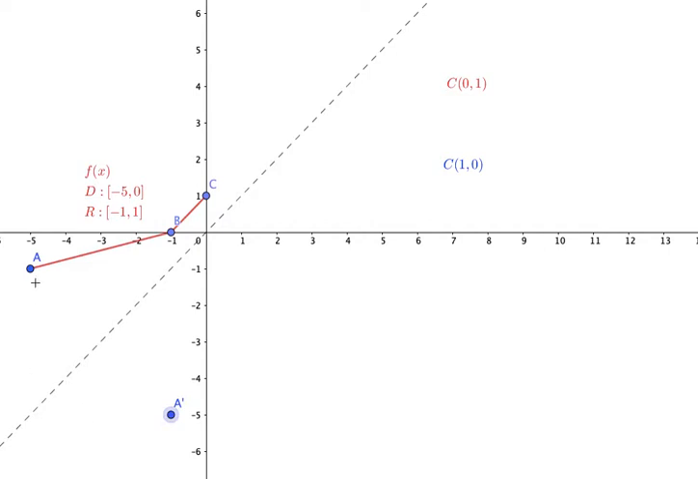So this was negative 5, 1. This should be negative 1, negative 5. And it is. So that's good. I'm going to do the same thing for B and the same thing for C.